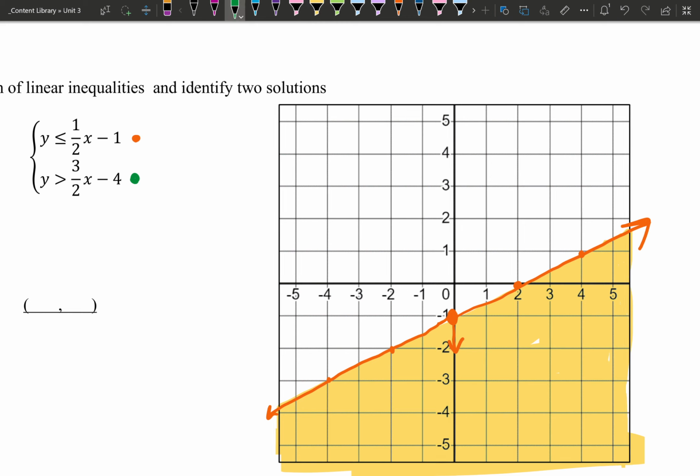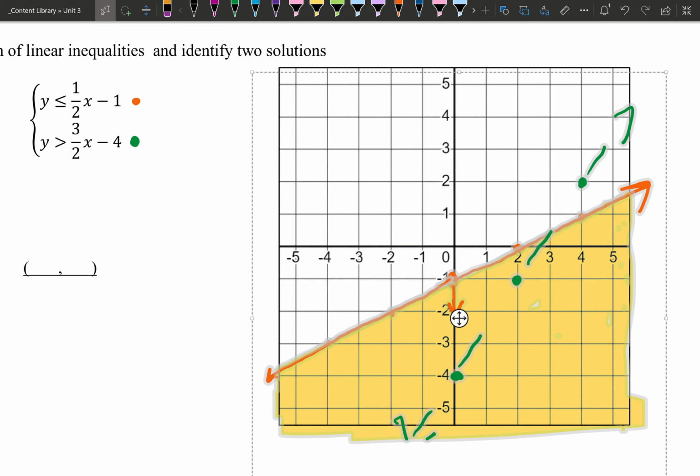Okay. The second one starts at -4 and has a slope of +3/2, which means I'm going to go up 3 to the right 2. Looks like I have room to do that one more time. Up 1, 2, 3 to the right 2. Okay. This symbol does not have a line underneath it, which means I'm going to have a dashed line through here.